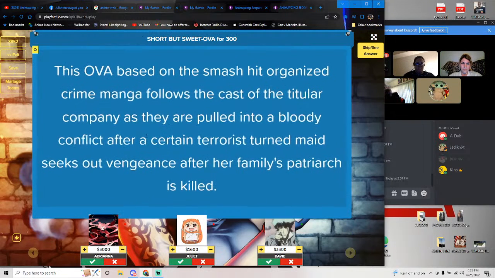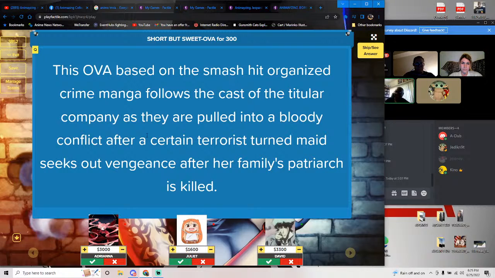Okay. This OVA, based on the smash hit organized crime manga, follows the cast of the titular company as they are pulled into a bloody conflict after a certain terrorist turned maid seeks out vengeance after her family's patriarch is killed. David. What is Black Lagoon Roberta's Revenge?